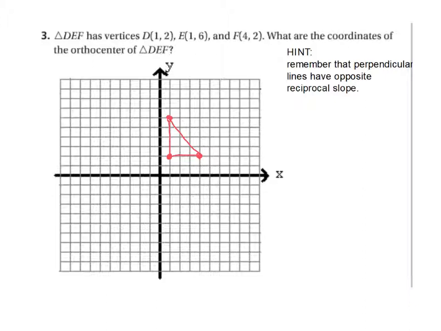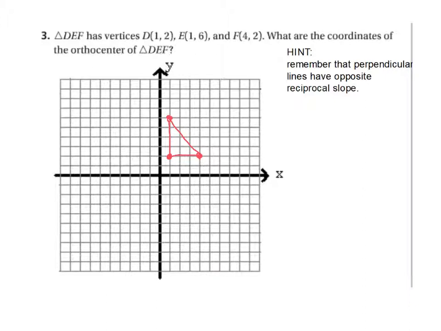It says, what are the coordinates of the orthocenter? Okay, so that means I need to draw in the altitudes for this. Now I can freehand it, but you've got to be a little bit careful because it's so tiny, it's not very accurate. So I guess the thing that should help us is that if you have perpendicular lines, they have opposite reciprocal slopes.